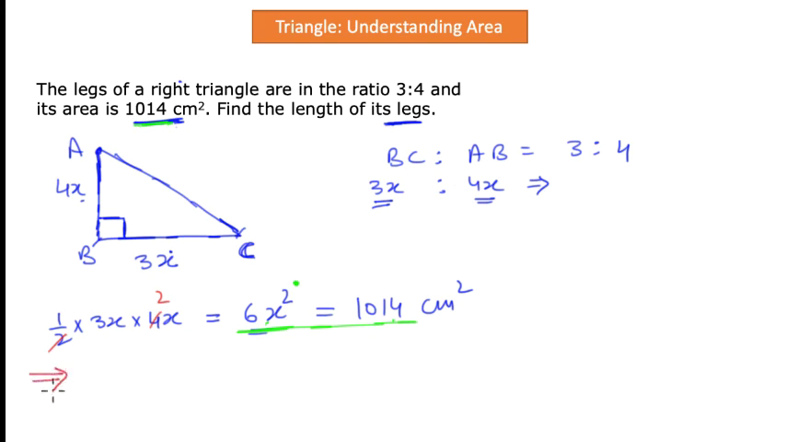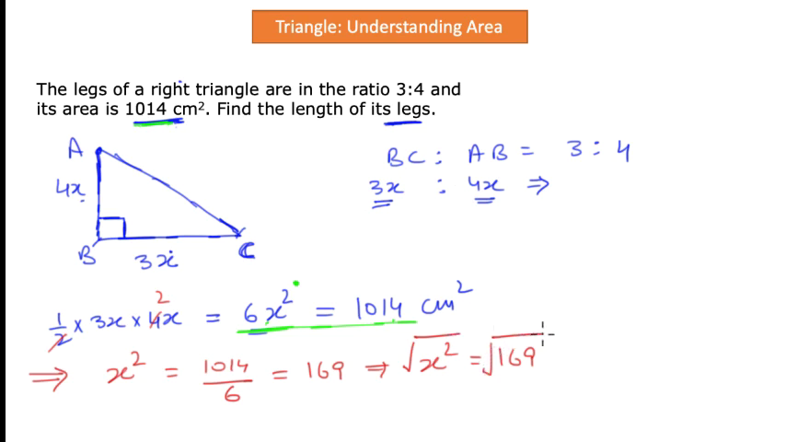So let's rewrite this whole thing. x square becomes 1014 divided by 6. That comes out to be 169, which implies x square is equal to 169. Now if I simply put a square root on both sides of this equation, I can do that. That way the equation still remains balanced. That will give me the square root of x square is equal to x, and the square root of 169 is 13.